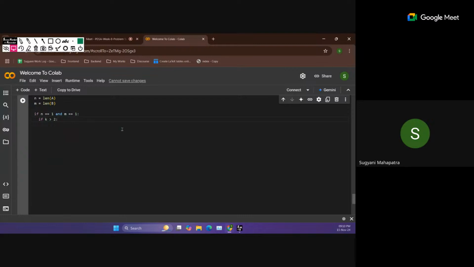So if k is greater than 2, we can't return anything, so we'll return minus 1. Otherwise, what will happen if k is equal to 1? We return the minimum of A of 0 and B of 0. Or else we return the maximum of A of 0 and B of 0.